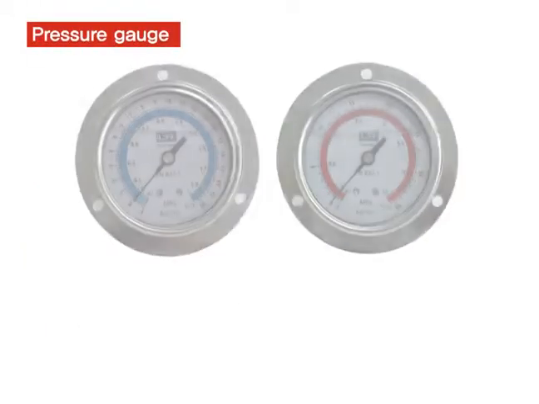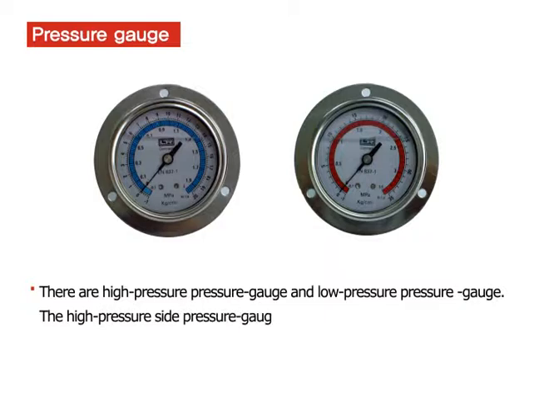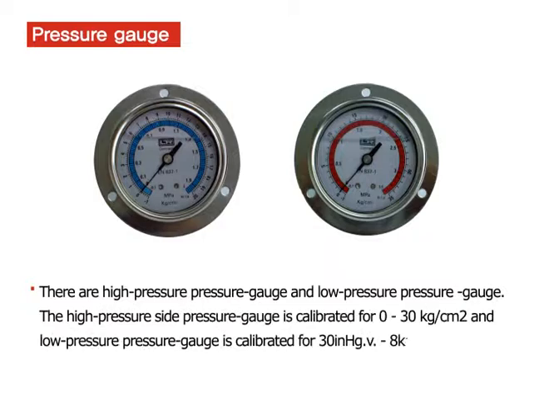Next is the pressure gauge. The pressure gauge indicates the pressure. There are high pressure gauge and low pressure gauge. The high pressure side gauge is calibrated for 0 to 30 kilograms per square centimeter, and the low pressure gauge is calibrated for -1 to -8 kilograms per square centimeter.